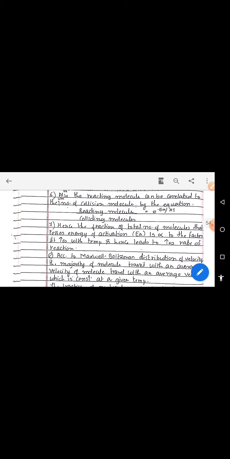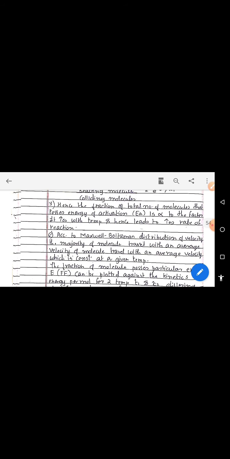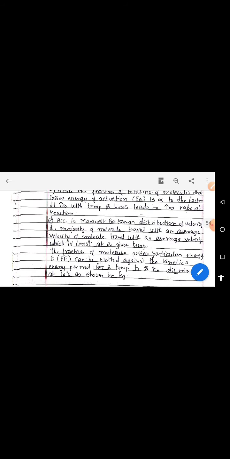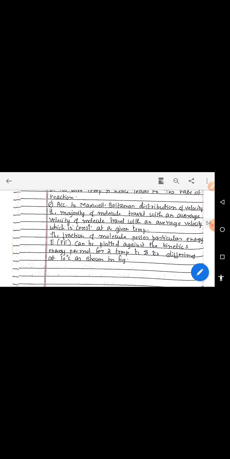Also, the reacting molecules can be correlated to the number of colliding molecules by the equation: fraction of reacting molecules is equal to e to the power minus Ea divided by RT. Hence, the fraction of total number of molecules that possess the activation energy is directly proportional to this factor. It increases with the temperature and leads to an increase in the rate of the reaction.